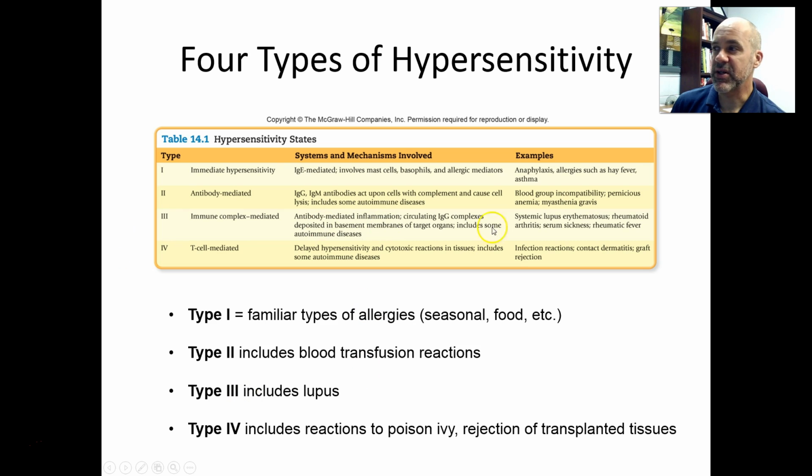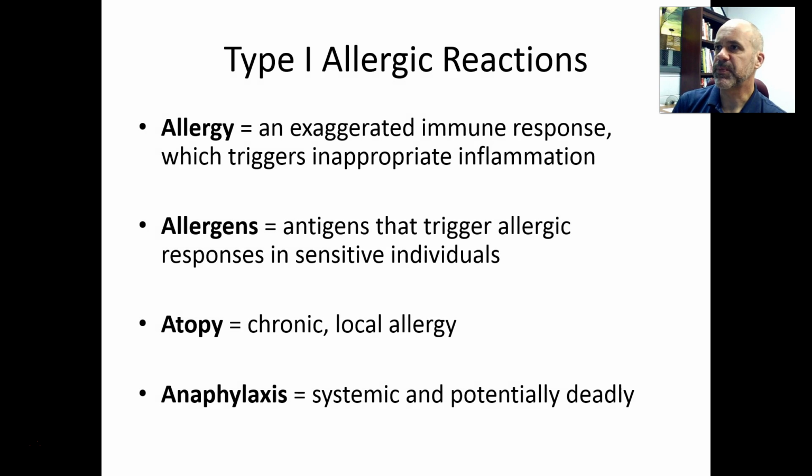Type 3, I mentioned lupus is an example of that, rheumatoid arthritis is an example of that. And then type 4, if you've ever experienced poison ivy or any type of contact dermatitis, like maybe you have a metal allergy, something like that, that involves cytotoxic T cells causing problems for you. Or notice over here on this table, another example would be a graft rejection or an organ transplant rejection. That involves cytotoxic T cells swarming in and attacking those grafted or transplanted tissues.